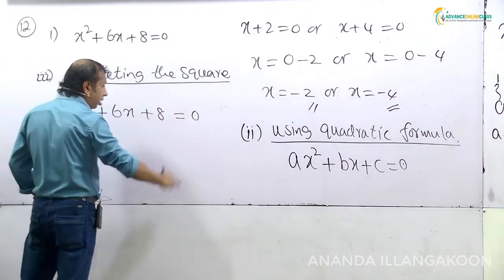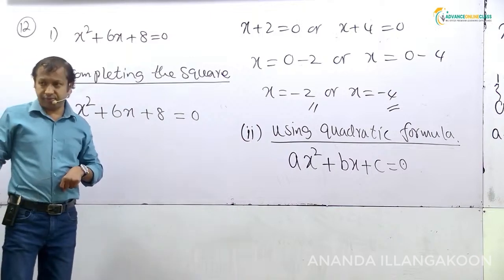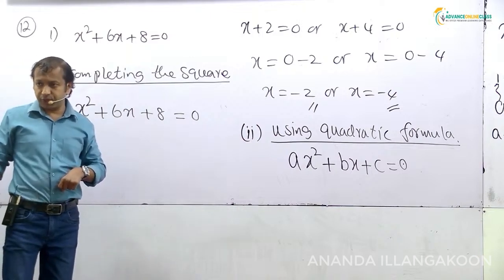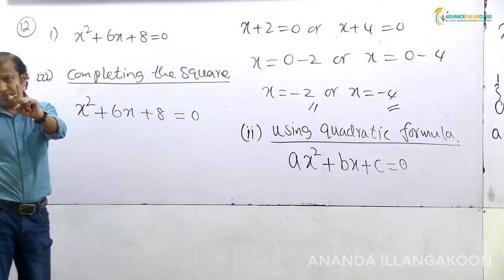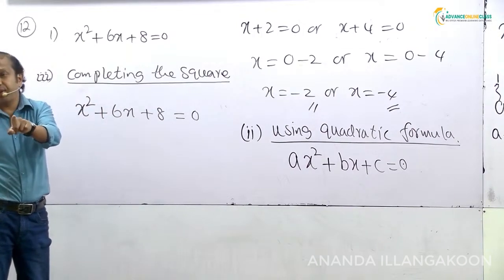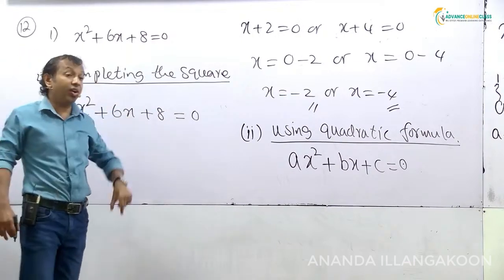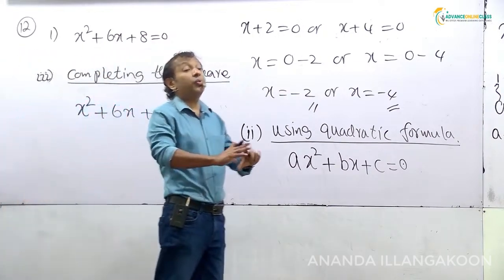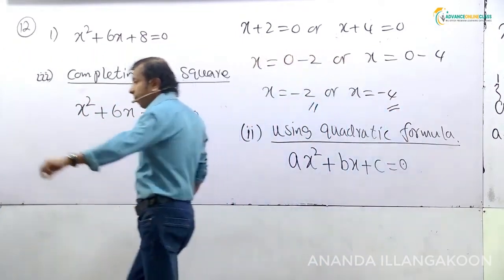Right. Listen to me very carefully. Before completing the square, any quadratic expression's x squared coefficient should be plus 1. Otherwise, you can't apply completing the square. That means if your x squared coefficient is not equal to plus 1, first of all, we have to convert it to plus 1. Understand? For example, see here.